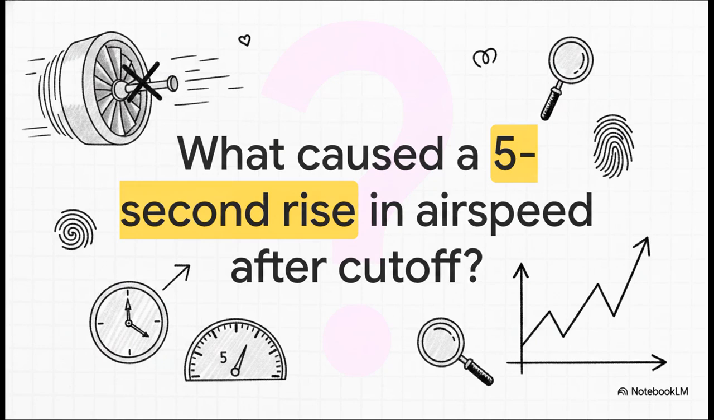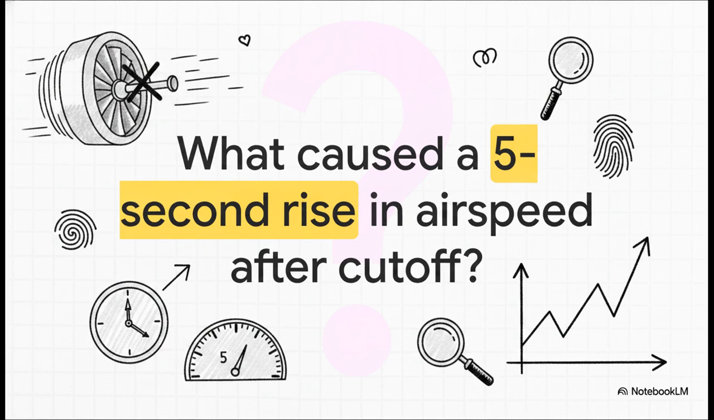This is the massive, unresolved puzzle we're looking at today. Inside a jet engine, when you cut the fuel, thrust collapses almost instantly. Any remaining high-pressure gases flush out in under a second. There is no such thing as 5 seconds of residual takeoff thrust. None.